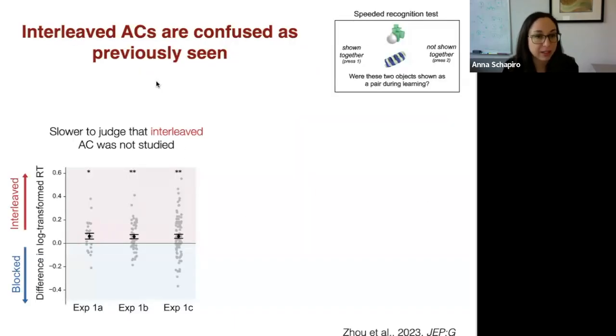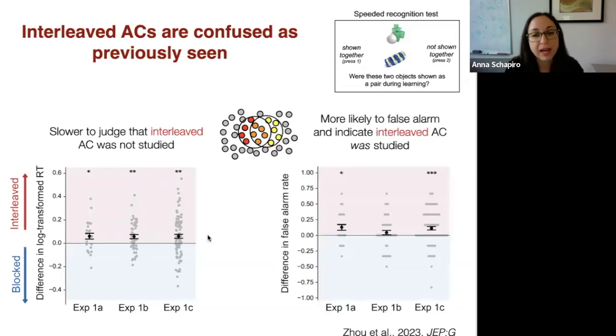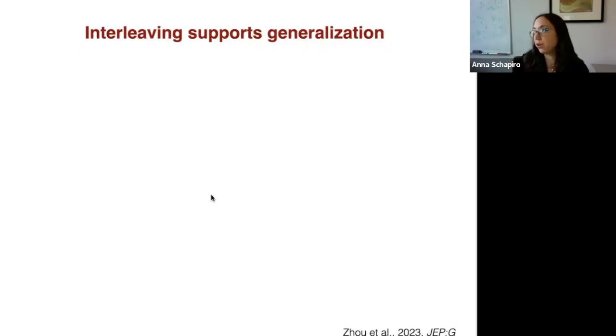But in the speeded recognition case, we see that people are slower to judge that the interleaved ACs were not studied together, which we think is consistent with this idea that in the interleaved case, you're building up this more overlapping representation of A and C that makes those particular judgments more confusing. And in two of the three experiments, we found that people actually false alarm. So they'll say that they studied those things together when they never actually did. So that's an example of how the overlapping representation is not useful, right? It's confusing you about what you studied.